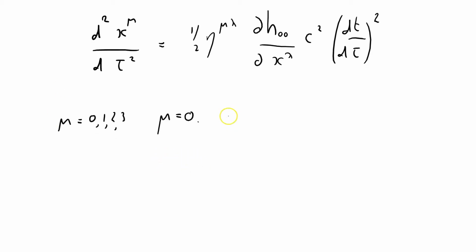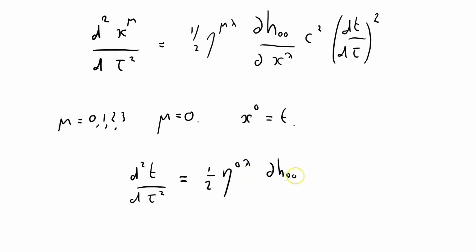And of course if mu equals 0, that means that the coordinate x0 is equal to time, I guess, t. So what that tells me is that d2t by d tau squared equals a half eta, and then I'm substituting mu equals 0 into this, that's 0 lambda di h00 by di x lambda, summed over lambda of course, c squared dt by d tau squared. Just copying this equation up here.